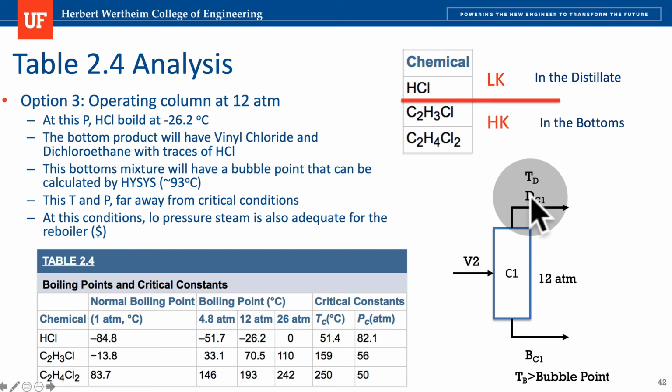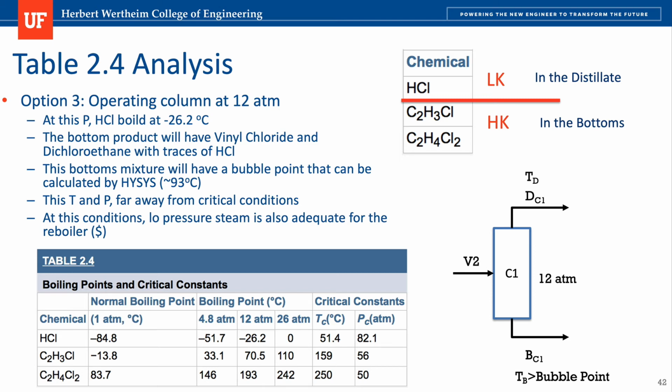The condenser will still need to get to minus 26.2 to actually condense the HCl. However, it's a big difference from minus 84 to minus 26. So with this, we decide the operating conditions. From all of the options, option 3 seems to be the most manageable between the two options. Notice that all of the options have pros and cons. You just need to decide and justify which one is the best.